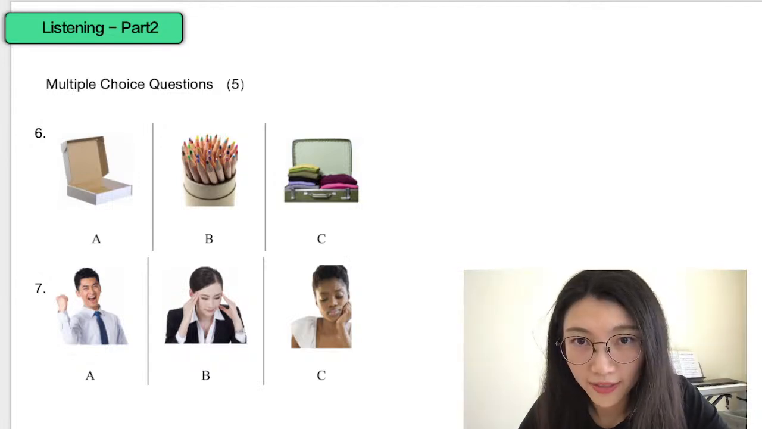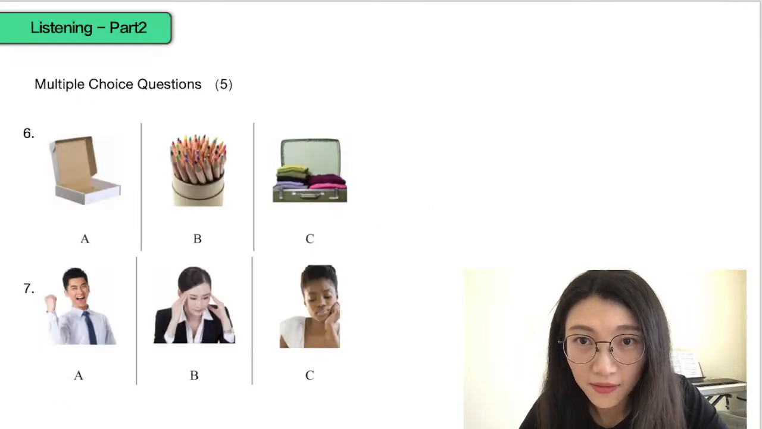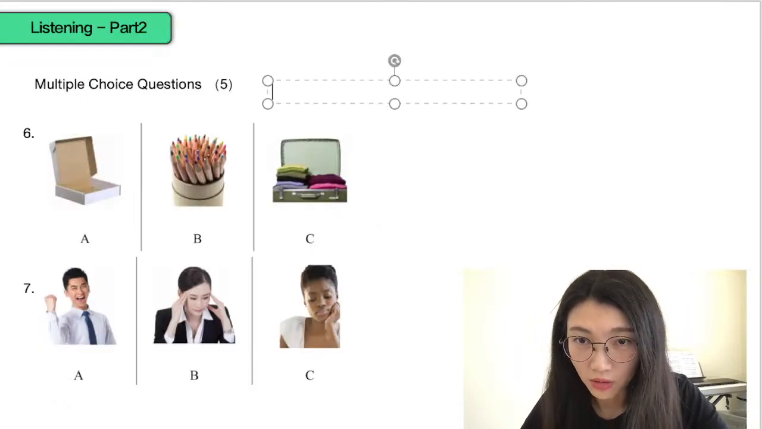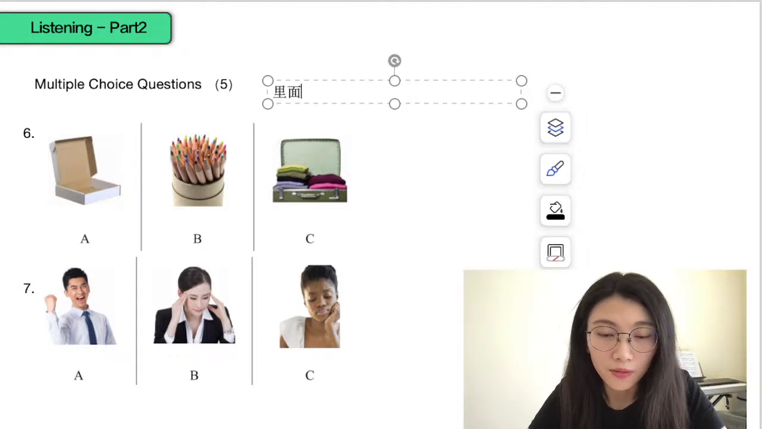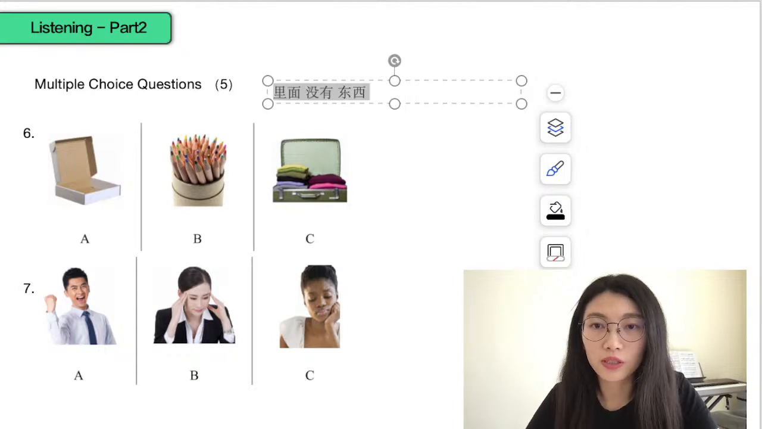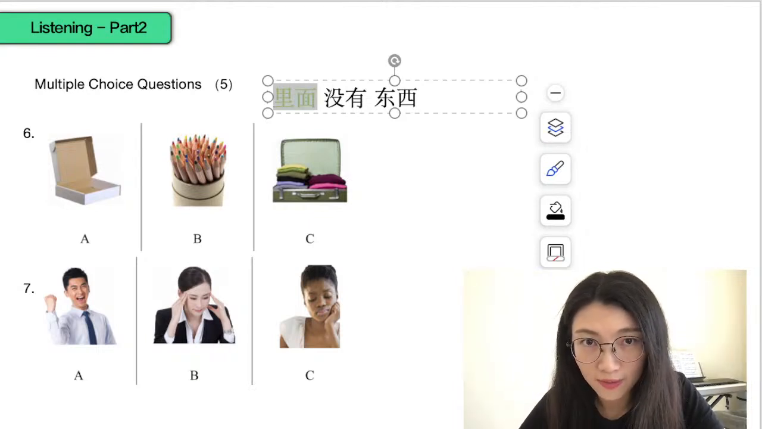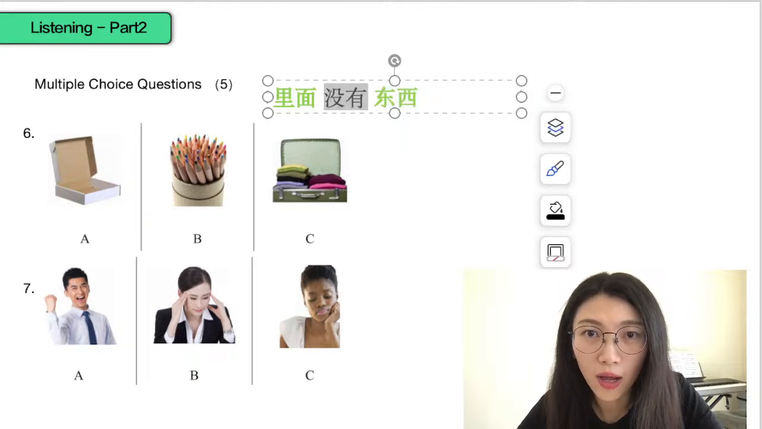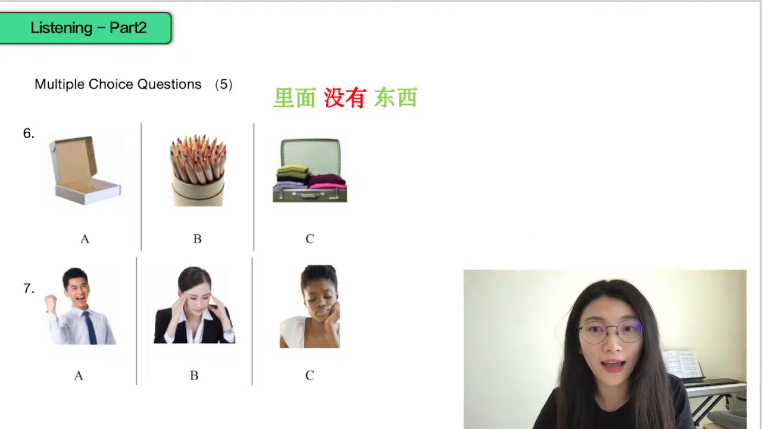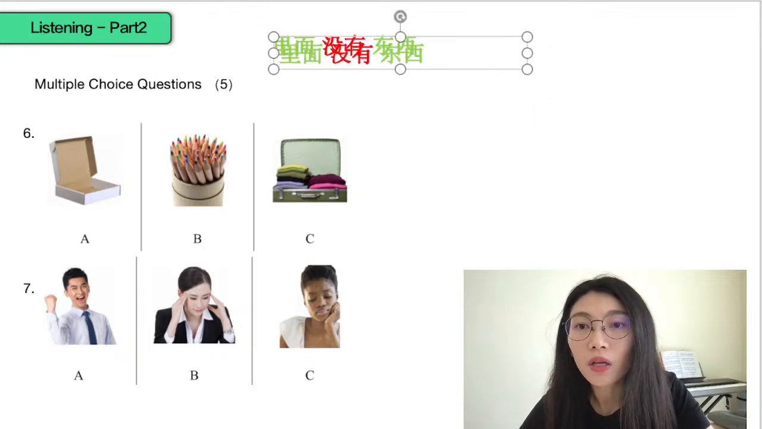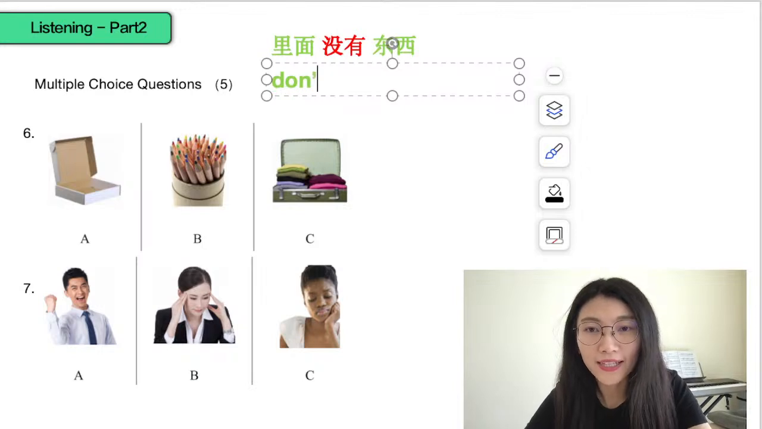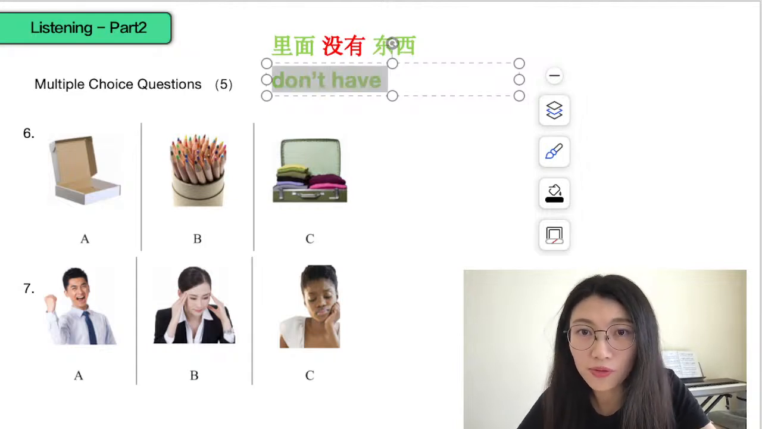Okay, number 6. It said 里面没有东西。Okay, it's a little bit hard. If you don't know what 里面 is or what 东西 is, you must know 没有. 没有 is a negative word in Chinese which means no, don't have, do not have. So we know that it doesn't have what. So ABC, which one you choose?